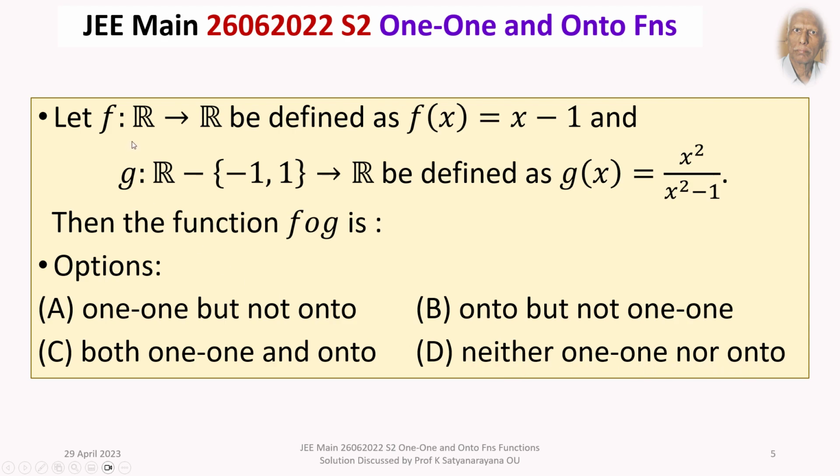We have this function f from R to R defined as f of x is equal to x minus 1. We have g defined from R minus the set consisting of minus 1 and 1 into R defined as g of x is equal to x square by x square minus 1. Then is f compose g one-one and onto? So we have to decide these two properties, one-one and onto-ness, and find out which option is true.